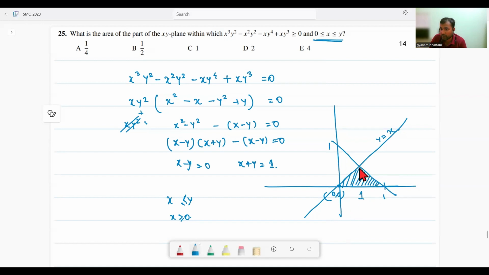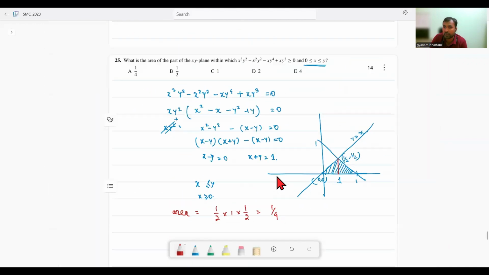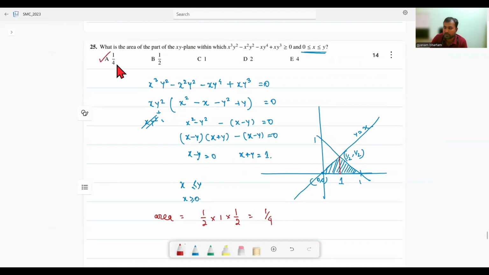This base is 1. If you want to find this point, this is going to be half comma half. So the vertical length is going to be half. So the total area is going to be half times base 1, height half, so 1/4. That's the area. And I think question 25 is a bit easier compared to others, right? You just need to locate and shade the region, and finding the area is a little bit easy. Okay.